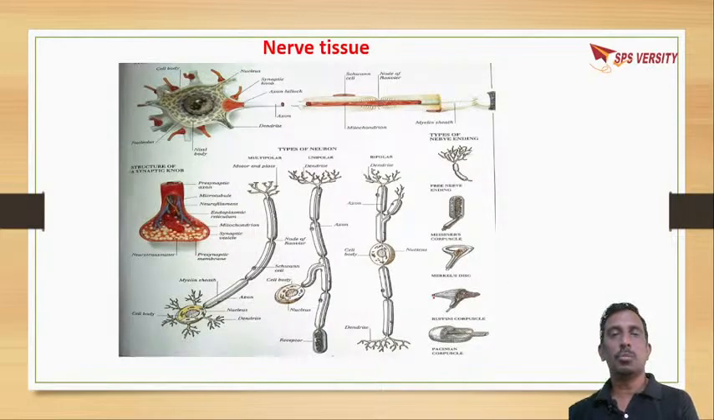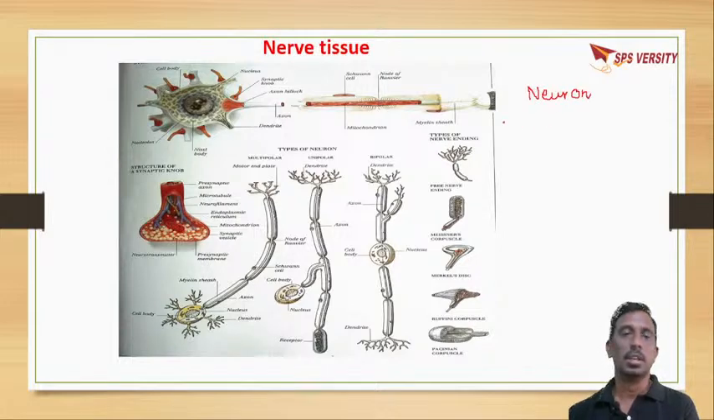And next, when you come to nervous tissue, here what you are seeing is the structure of a neuron, which is the basic unit of the nervous system. The nervous system is made up of nerve cells, which have a cell body and axon. In the cell body, we can see the dendrites. The axon is covered by myelin sheath.